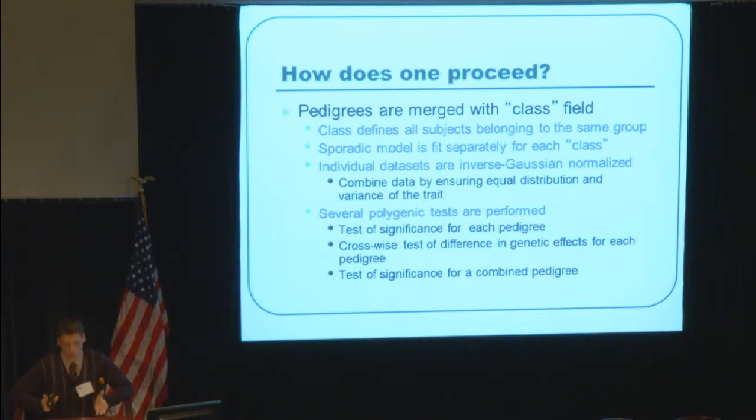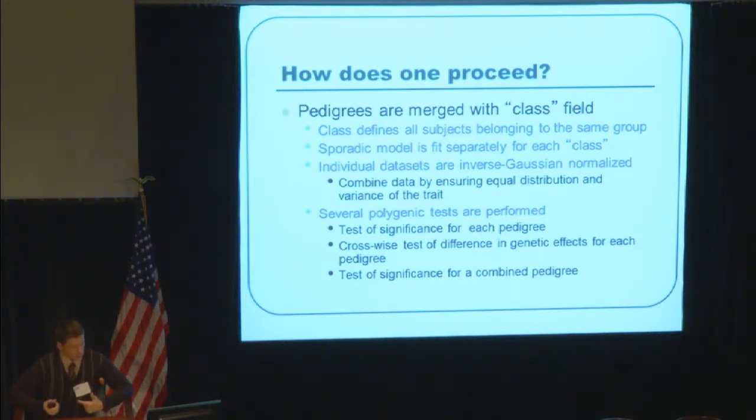And Neda will show it in her example, where she, for example, combines data from twin studies, where the age range between subjects can be very small, to family studies, where the age range per family is typically very large, because you have to have multiple generations. And individual data sets are normalized by inverse Gaussian normalization. This ensures the equality of the distribution and variance of each trait.